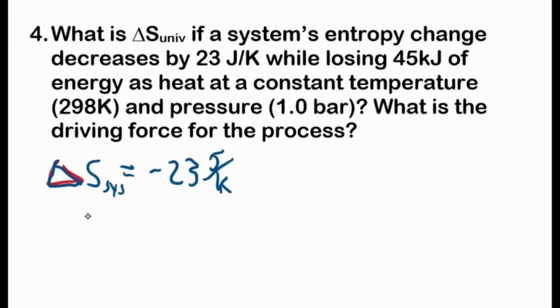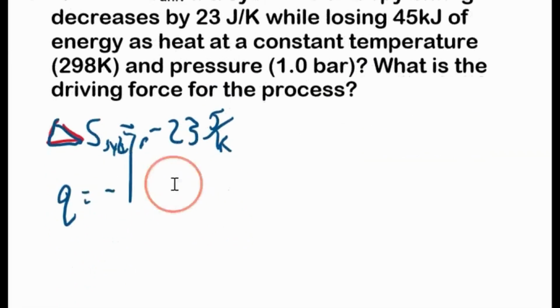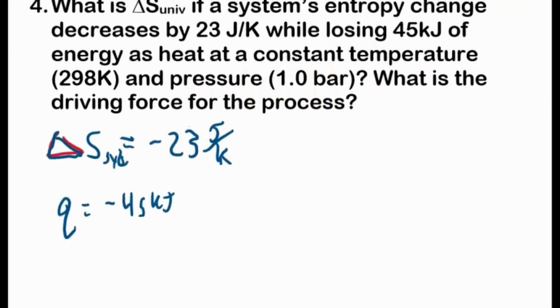So Q equals negative 45 kilojoules of energy as heat at a constant temperature and pressure. Under constant temperature and pressure, this is also equal to the change in enthalpy. I've derived this in a previous video, but I can do it again if you want me to. Let me know in the comments.